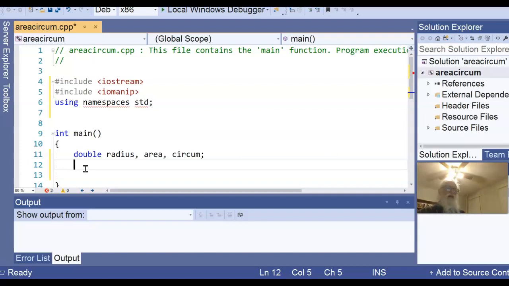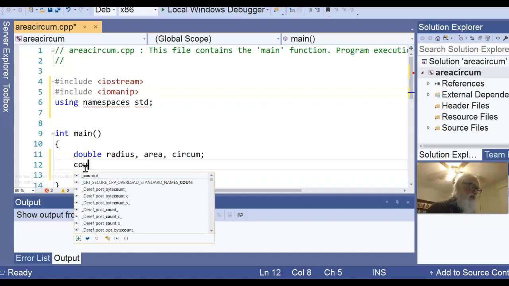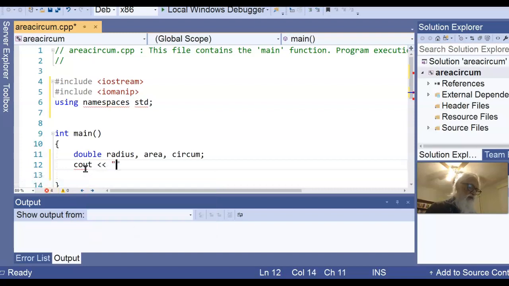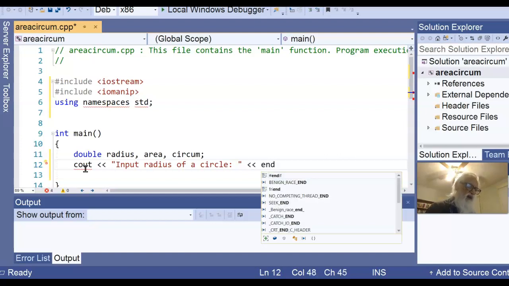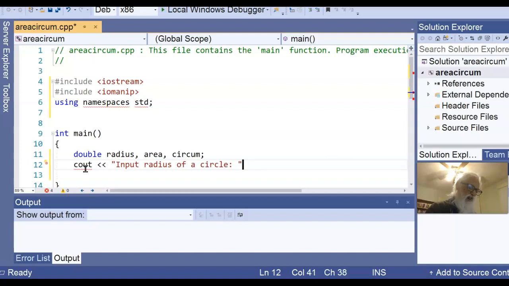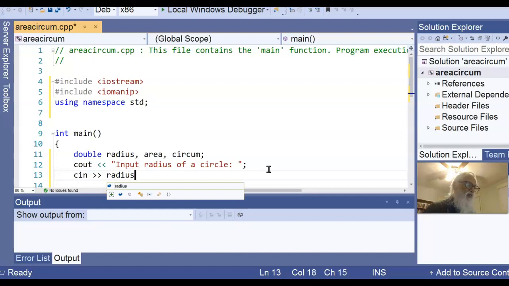Now I do my usual, ask the user to input the radius of a circle. I don't need the endl. What's the matter with me? I just need that. The reason I'm getting that error is because it's namespace and not namespaces. Cin radius.